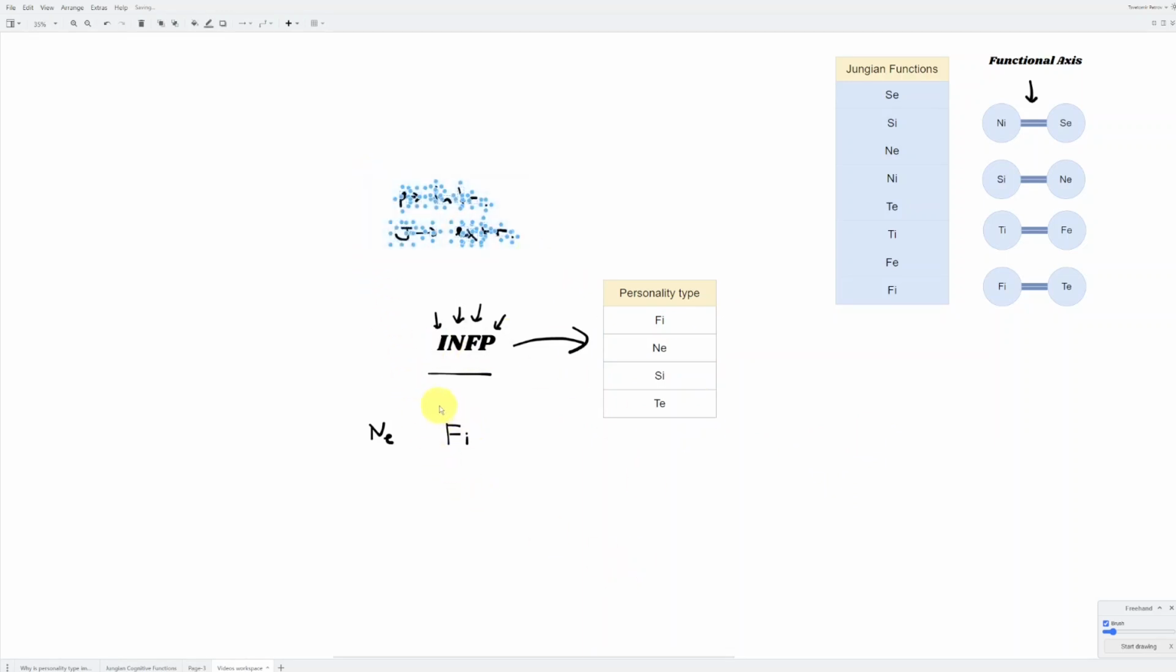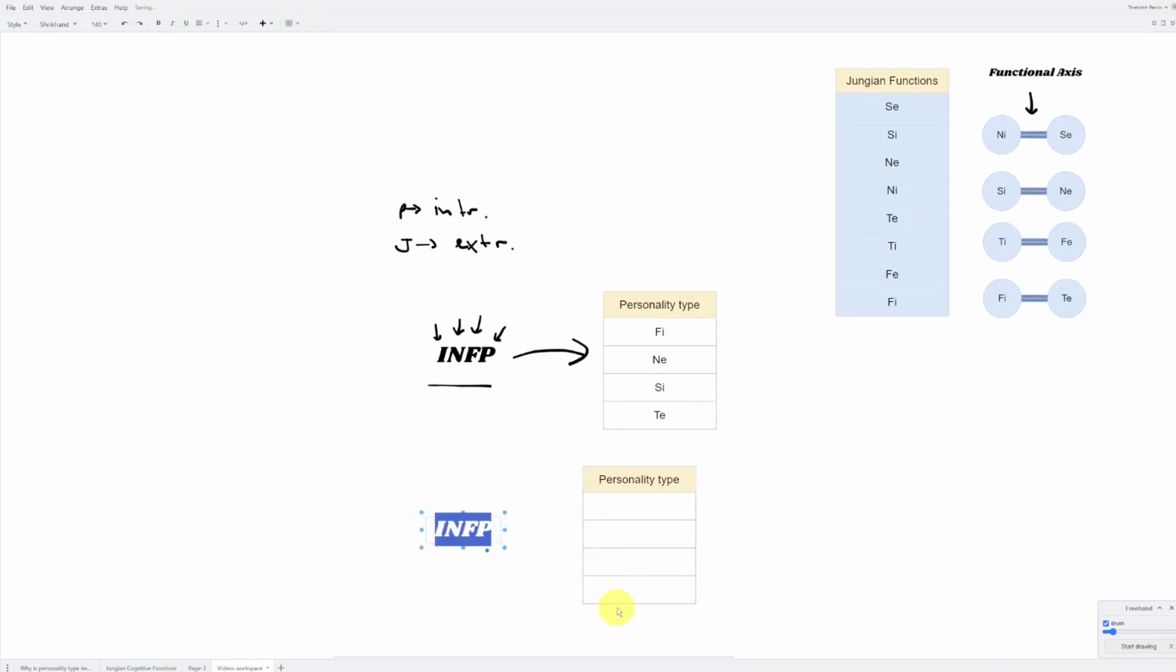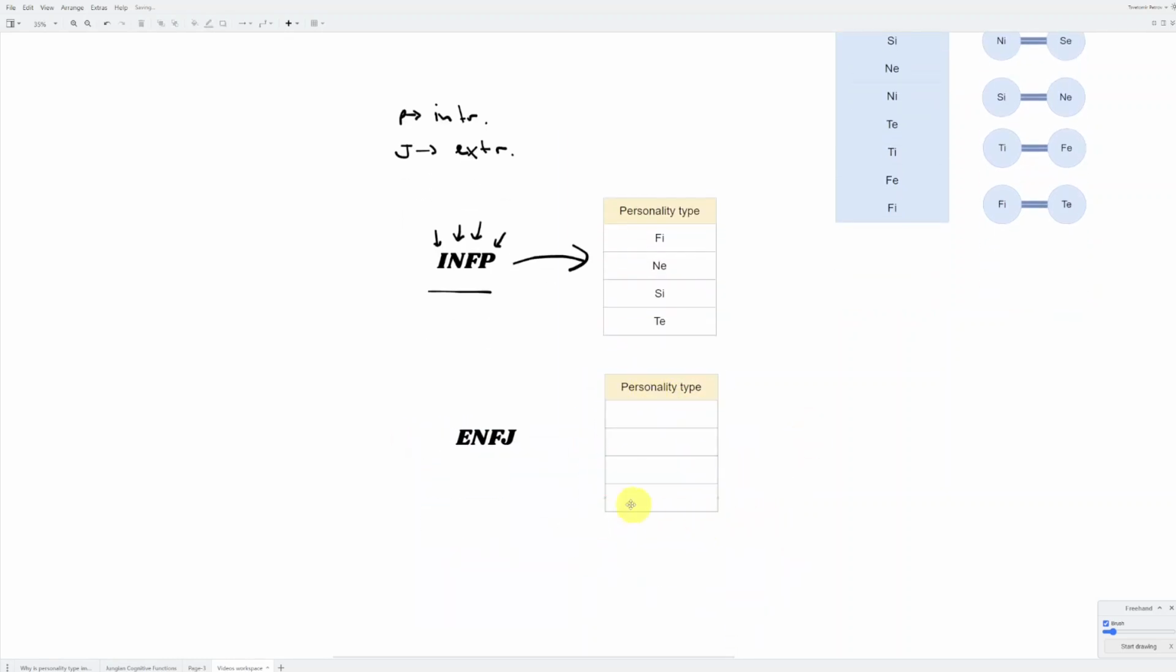Okay, so now let's try to do it for some other types, just to make sure it's clear. We don't know what the type is, and let's do something that ends with judgment. Let's say it's also extroverted. So let's do the ENFJ now. How is it going to work for the ENFJ?